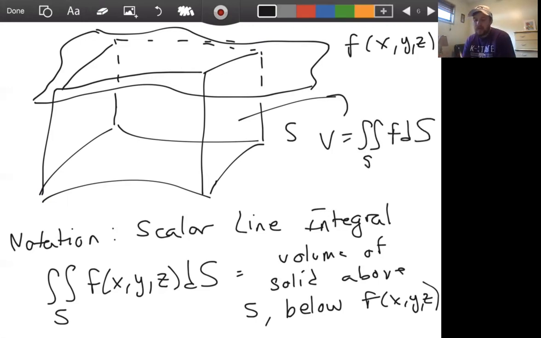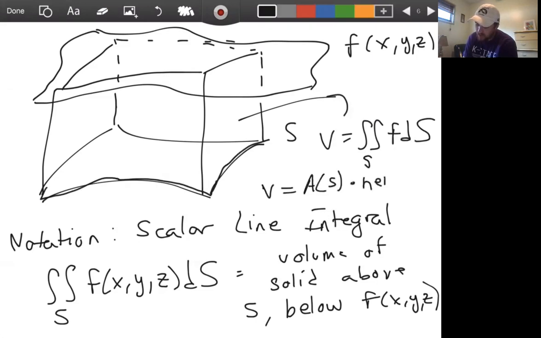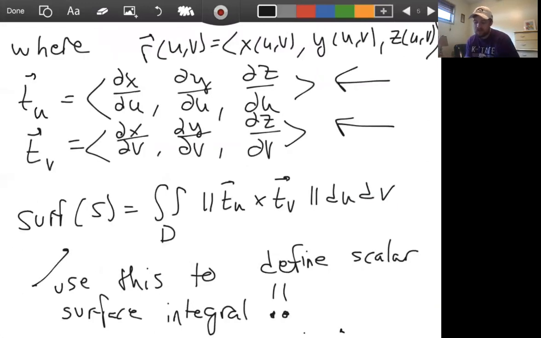And so how do we calculate the volume of this shape? Well, we need the area of the base surface. This volume is going to be the area of the base surface times the height. And now we just learned how to calculate the area of the base surface. The area of the base surface is this surface integral here, this integral to calculate surface area.